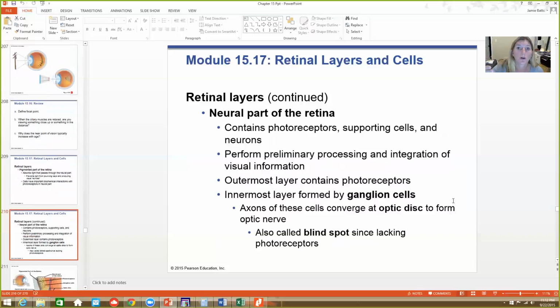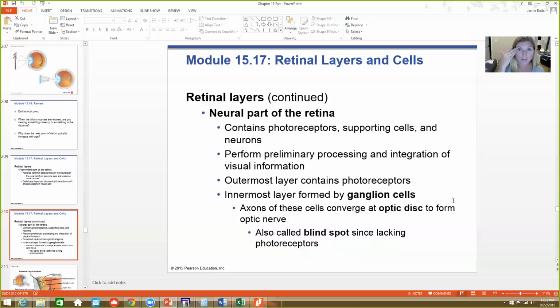Then we get to the neural part of the retina. The neural part of our retina has photoreceptors, supporting cells, and neurons. This is going to form the basic preliminary processing and integration of that visual information. Then the outermost layer, which contains all of our photoreceptors. The innermost layer is formed by our ganglion cells, and those ganglion cells basically form the axons of our optic nerve, which go back to a spot of our eye called the optic disc. The optic disc is a functional blind spot for our eye. We have no photoreceptors where that optic disc is.